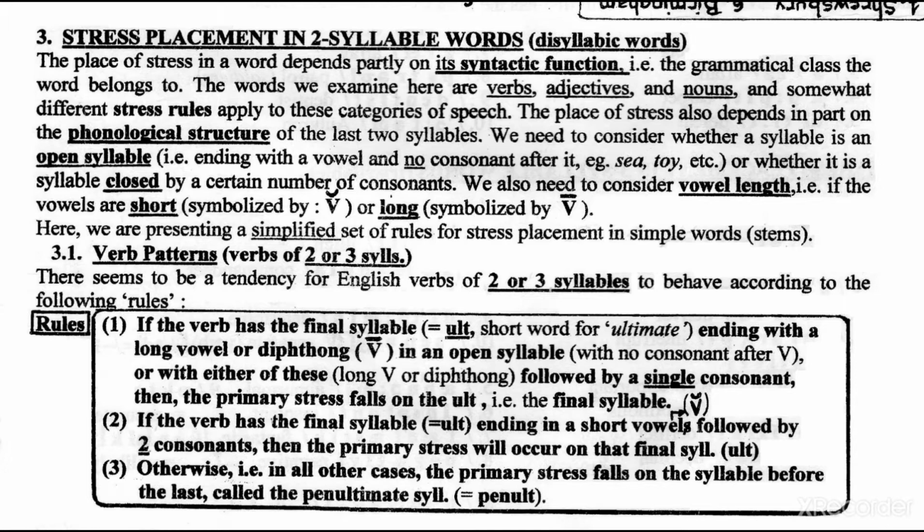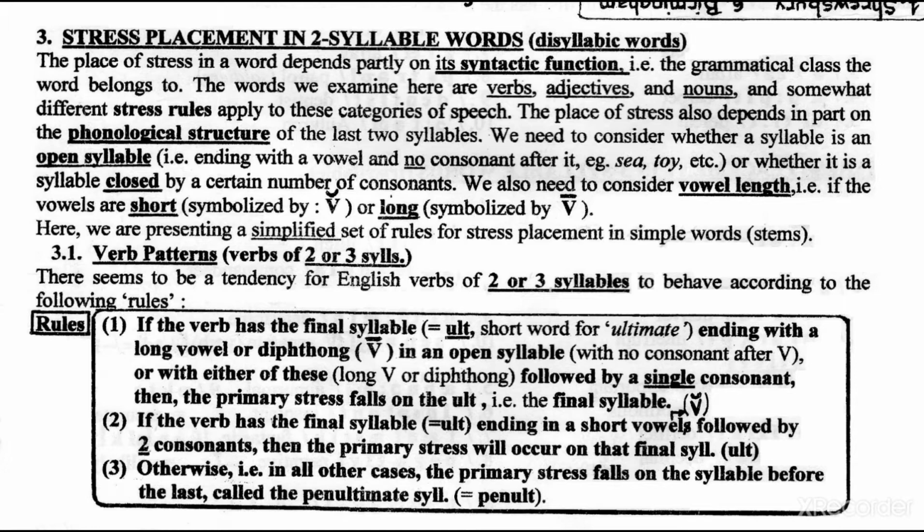We also need to consider vowel length, that is to say, if the vowels are short. Short vowels are symbolized by V and a curved line above it. Again, a short vowel is symbolized by a vowel with a curved line above it, and a long vowel is symbolized by V and a straight line above it.